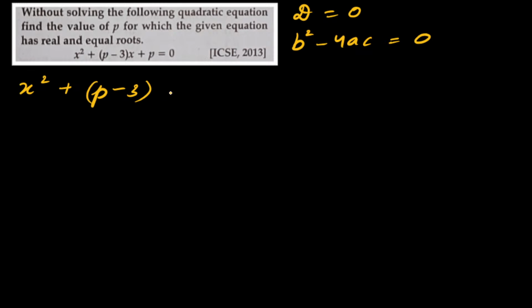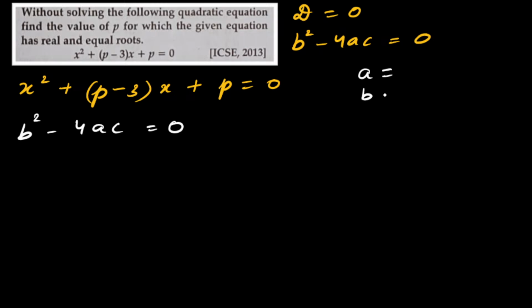So if equal roots are there, same concept, discriminant is equal to 0. That means b square minus 4ac is equal to 0. So here the equation is given to us as x square plus p minus 3 x plus p is equal to 0. So we have to do it by equating the discriminant with 0, because again real and equal roots. So equal roots means discriminant is equal to 0. So b square minus 4ac is equal to 0. So what is the value of a, b and c?